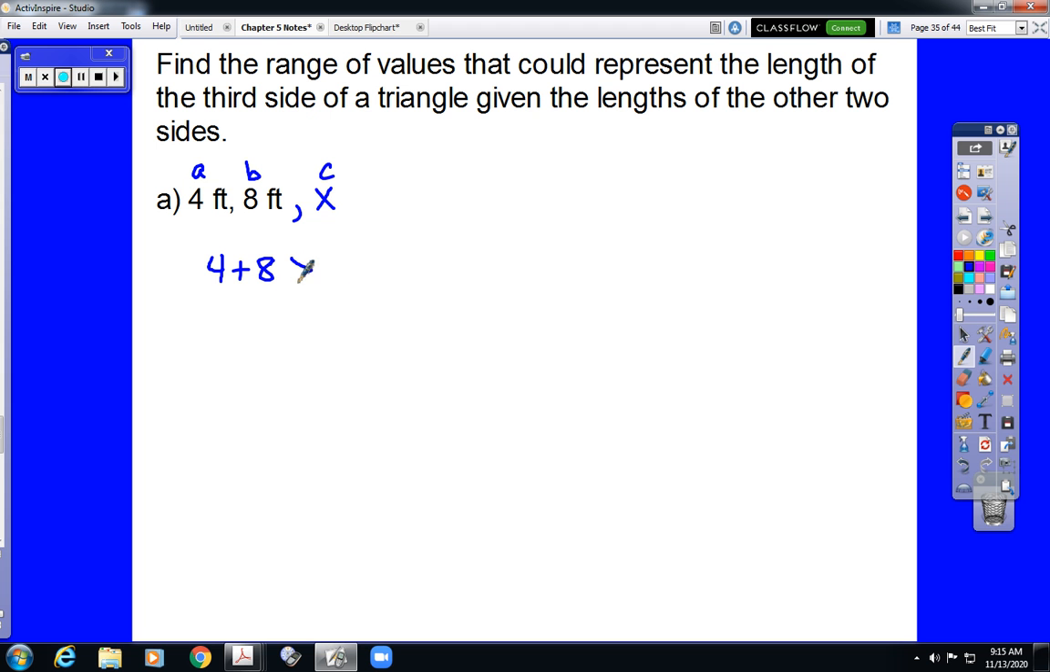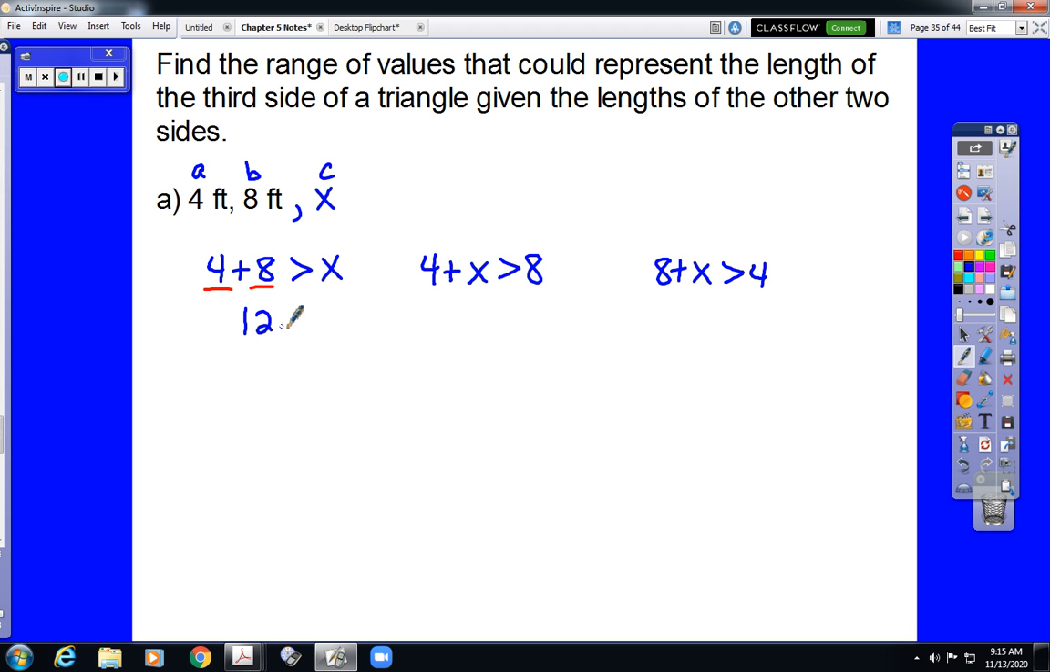So 4 plus 8 has to be greater than x. 4 plus x has to be greater than 8. And 8 plus x has to be greater than 4. And we solve all three of those inequalities. So on the first one, there's not really much to solve. All we can do is combine like terms.